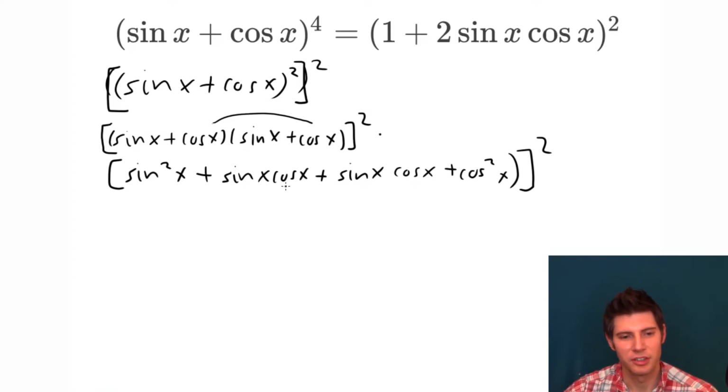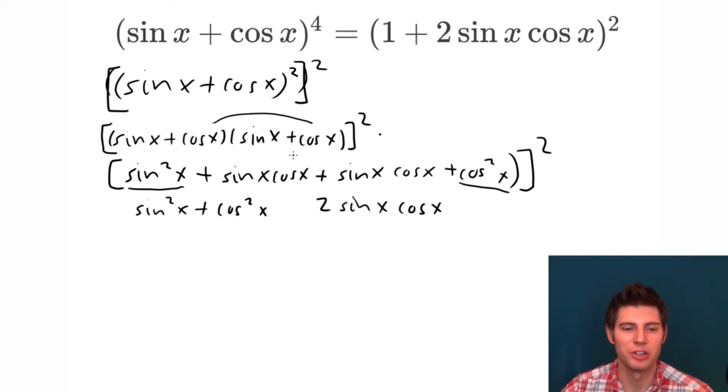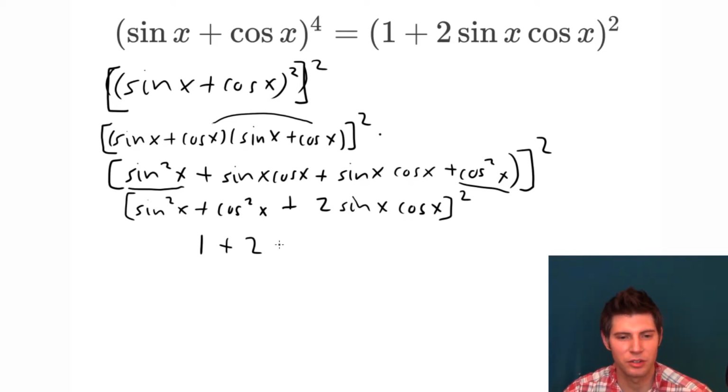So now we can clean things up. Sine x cosine x plus sine x cosine x, that's 2 of those. And then cosine squared plus sine squared, I'll just bring it down. But I'm going to set them next to each other because we know sine squared plus cosine squared equals 1. Then we bring down our bracket and our squared. Now that becomes 1. It's one of our Pythagorean identities plus 2 sine x cosine x. And then this whole thing is getting squared. That's it. That's what we're trying to prove on this side.